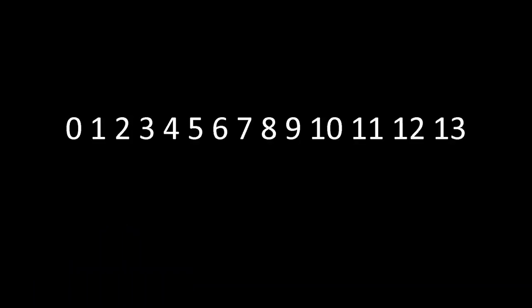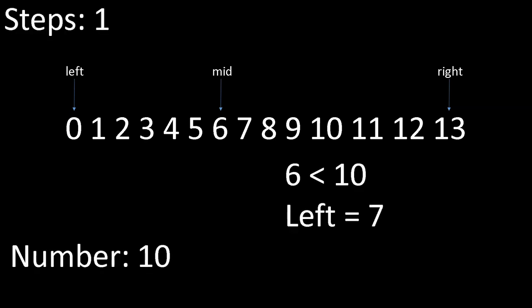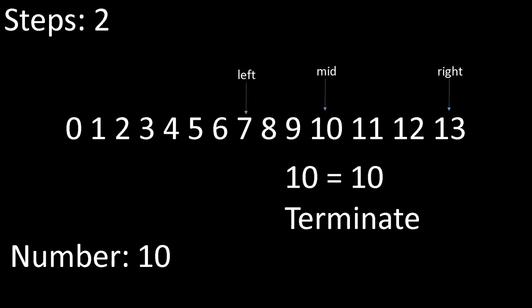Let's do an example. The numbers are 0 through 13. The middle is the floor of (left plus right) divided by 2, and our secret number is 10. Since 6 is smaller than 10, this eliminates all numbers smaller or equal to 6. We can set the new left to 7 now. Now 7 plus 13 equals 20, and 20 divided by 2 is 10. Since 10 is equal, we terminate.